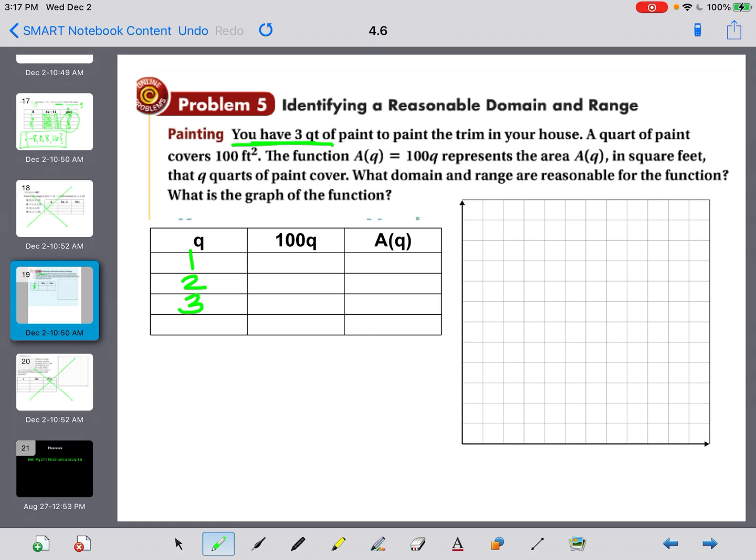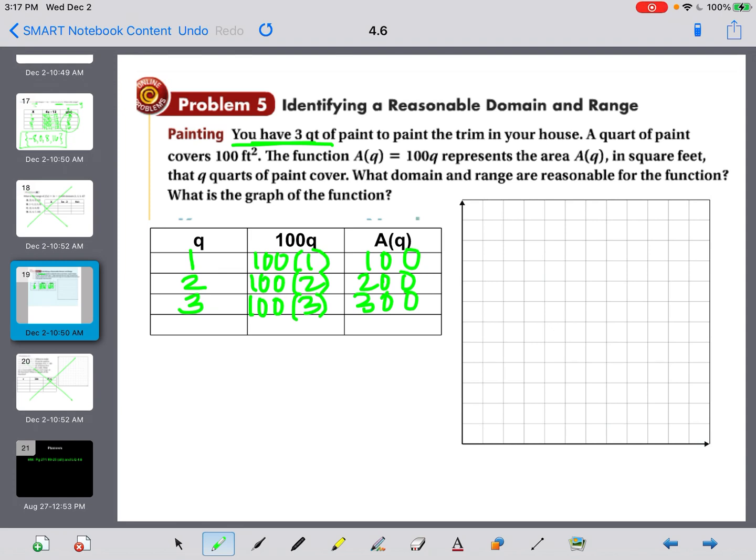Then, to figure out what my reasonable range is, I'm going to do the math. 100 times 1 is 100. 100 times 2 is 200. And 100 times 3 gives me 300. So reasonable domain and range: my domain would be 1 to 3, and range would be 100 to 300.